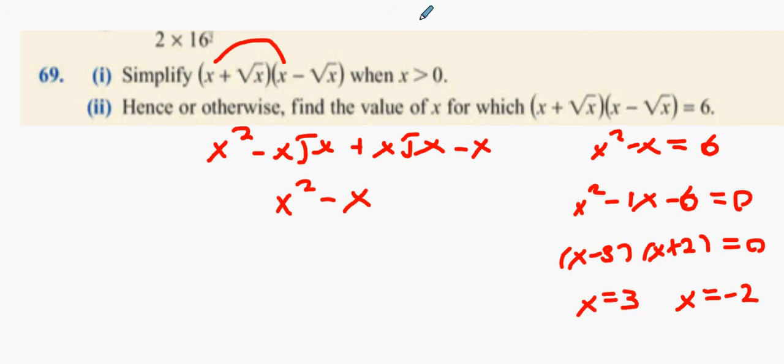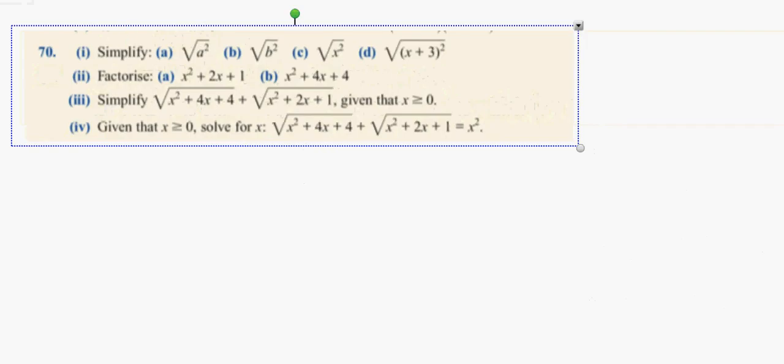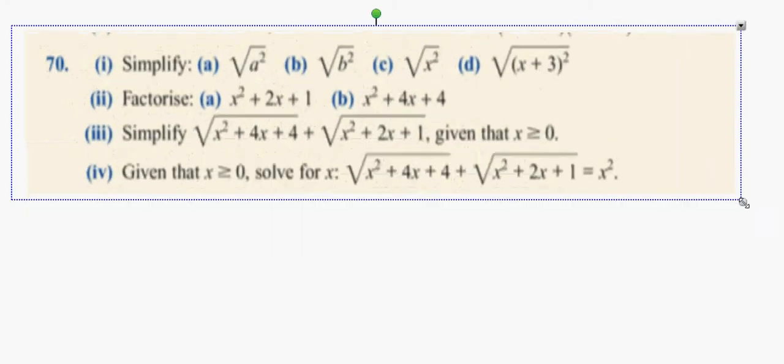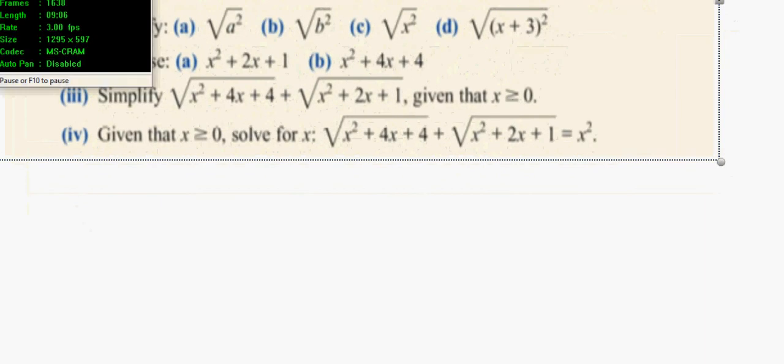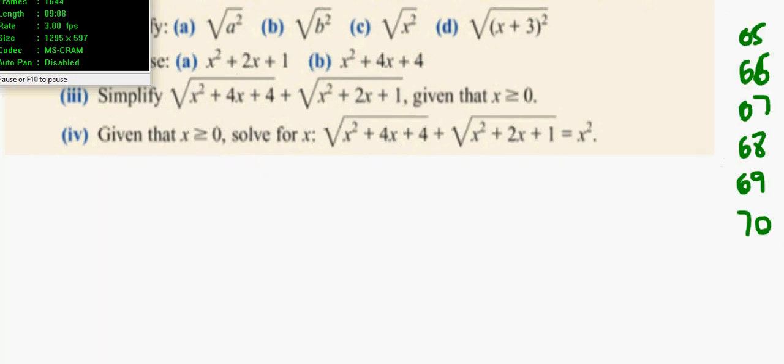Can I write off one of those answers? Which answer can I get rid of? Alright. The answer is x equals 3. Good. Now you're on to 70. If you're stuck, let me know. I'll show you now, guys.